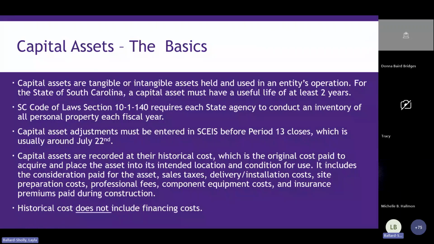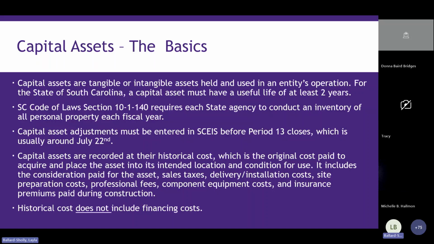So starting out with the basics of capital assets. Capital assets are tangible or intangible assets held and used in an entity's operation. In the state of South Carolina, a capital asset must have a useful life of at least 2 years. So if you don't think it'll be 2 years, you don't even have to worry about capitalizing it.